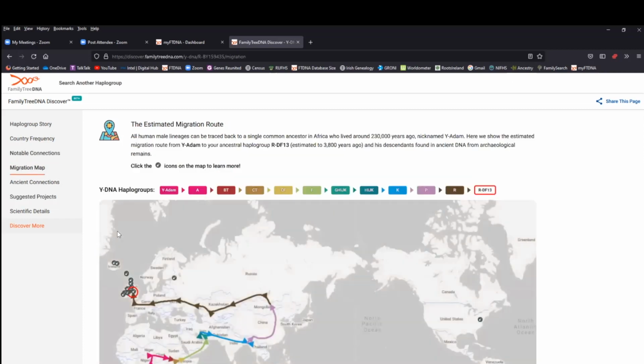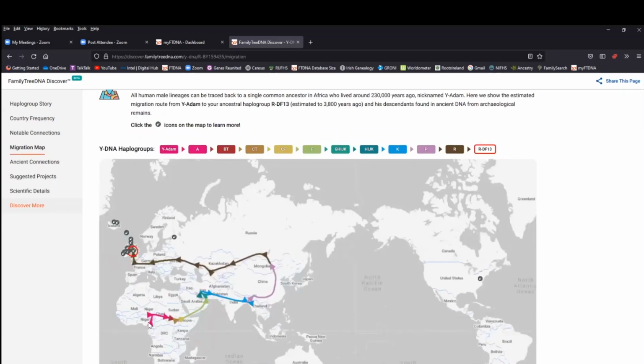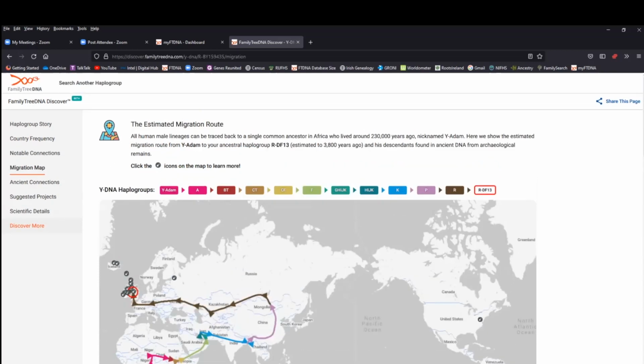So then we're moving on to migration map, and that's what we were saying, Tony, with you, is that has now been added. So what this is doing is showing you how all Y lines started in Africa, and this is showing their path right round. And then what it's doing is showing you where your closest major haplogroup was created. Now, you know what, that I put in the RBY 159435.